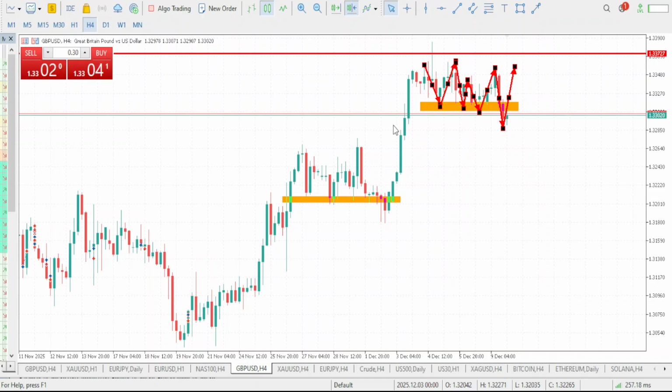Wait for the London session to open. Once the London session opens, then look for your buy setup. Once you get the buy setup, make sure you take the buy. If you do not see your buy setup, do not take that buy, as we will still be expecting some bullish move for the day on GBP USD.